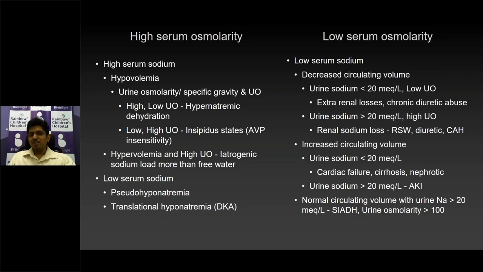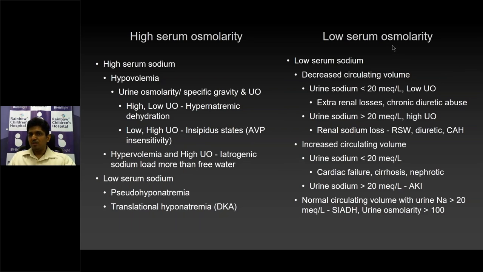The other possibility would be translational hyponatremia, which we see in DKA, where we have to correct the sodium for the glucose. The routine formula is to multiply 2.8 by the current blood glucose minus 100. So for the change in blood glucose above 100, you multiply it by 2.8 and add it to the serum sodium. That is how you calculate the corrected sodium value. So these are spurious low serum sodium values, but with high serum osmolarity.